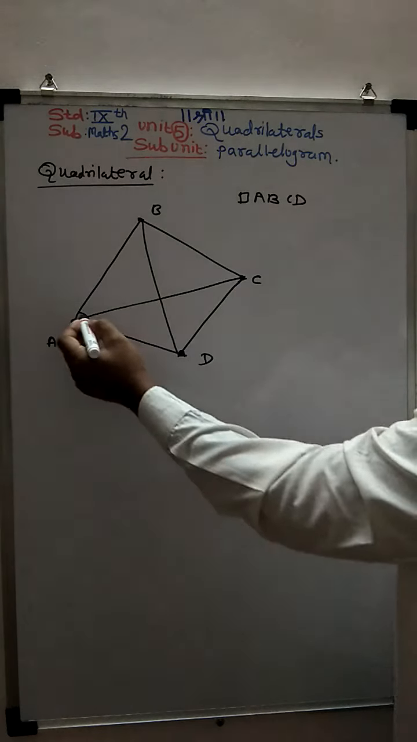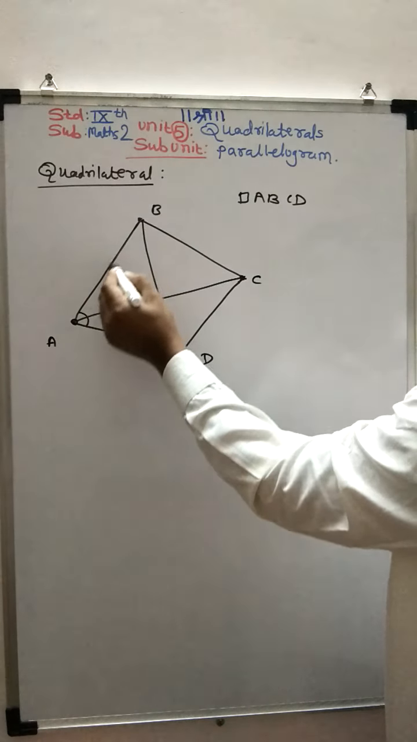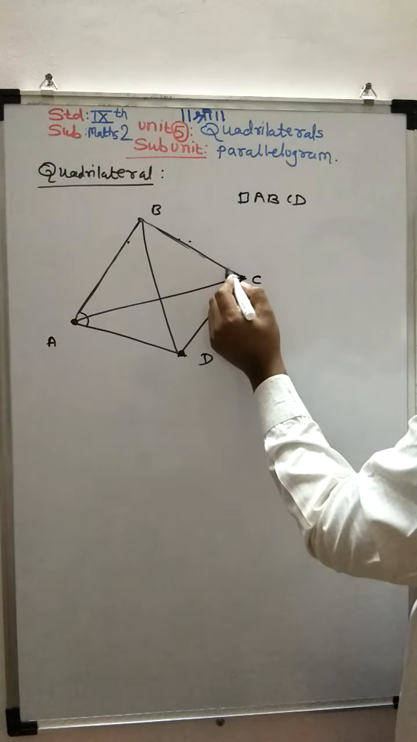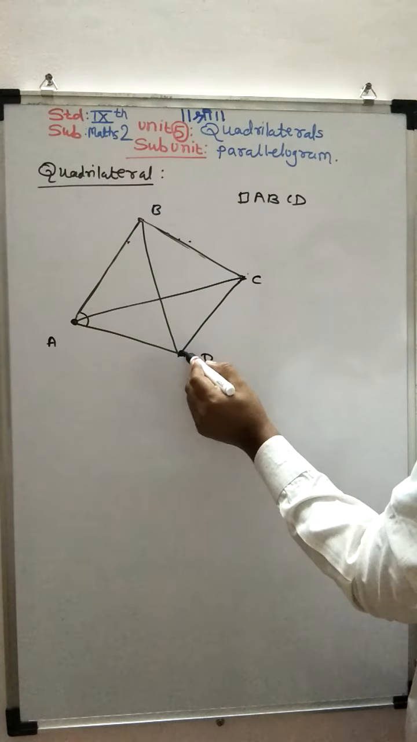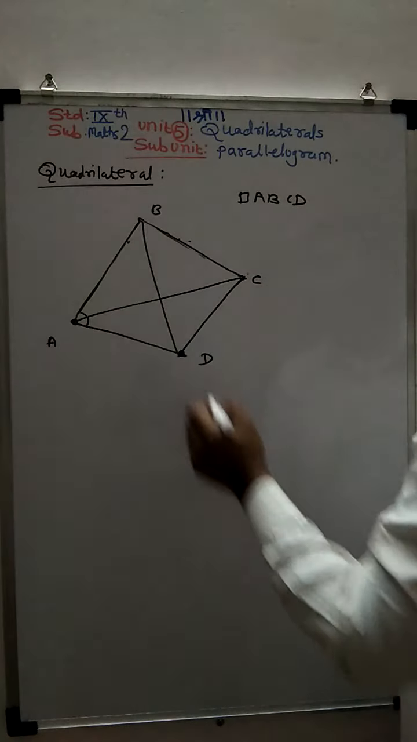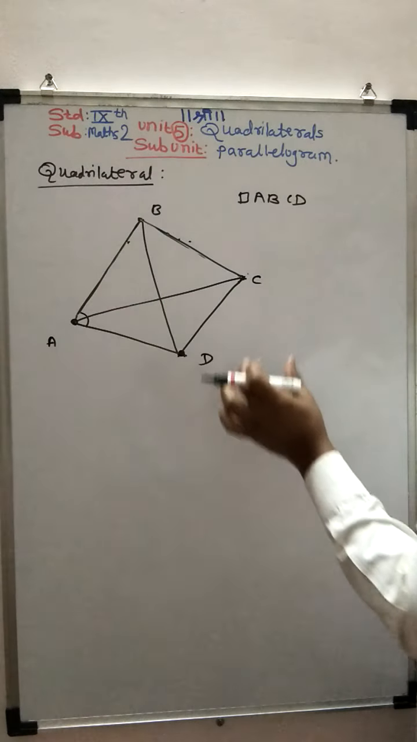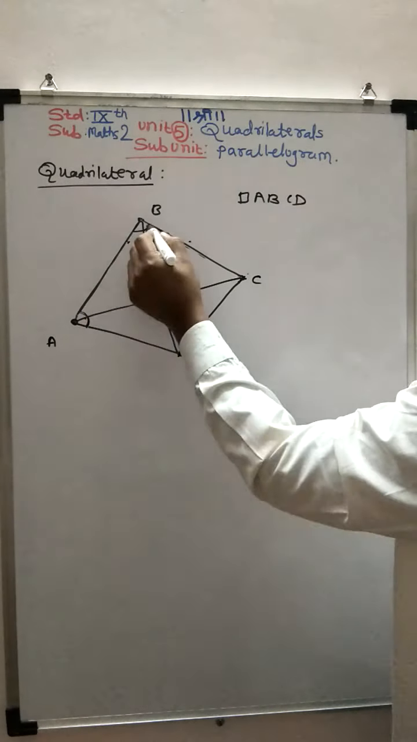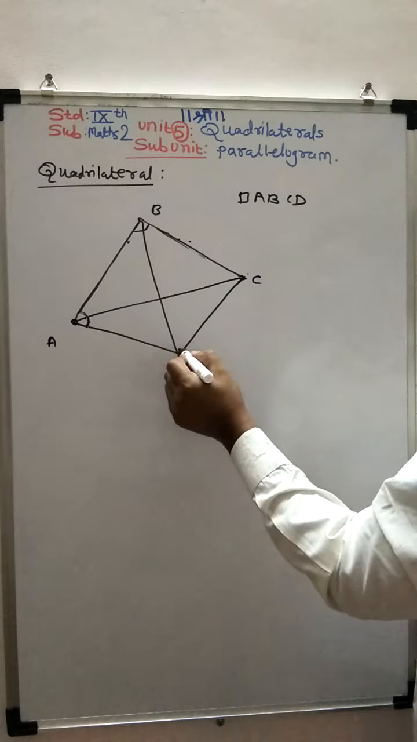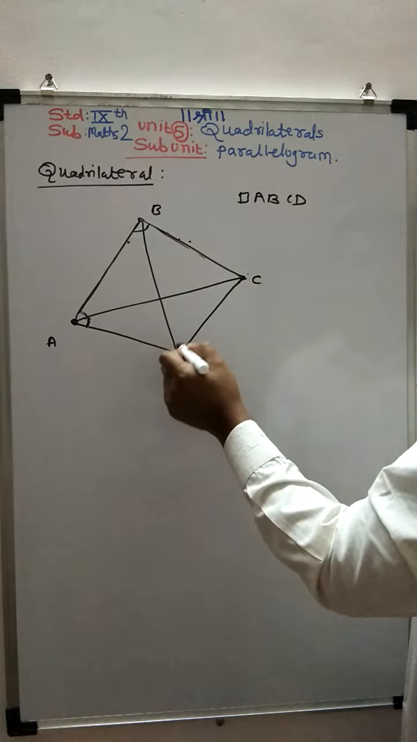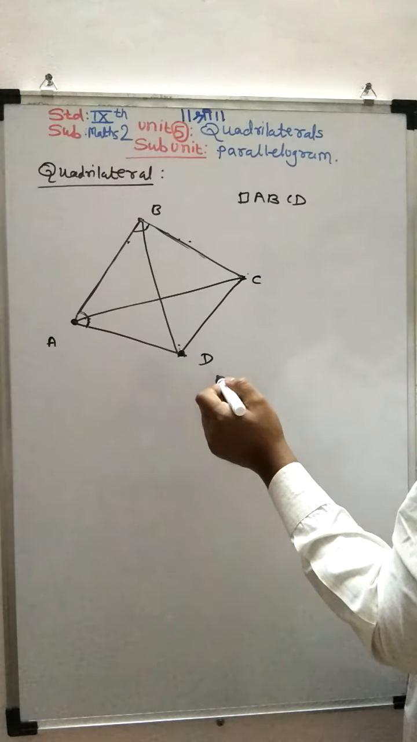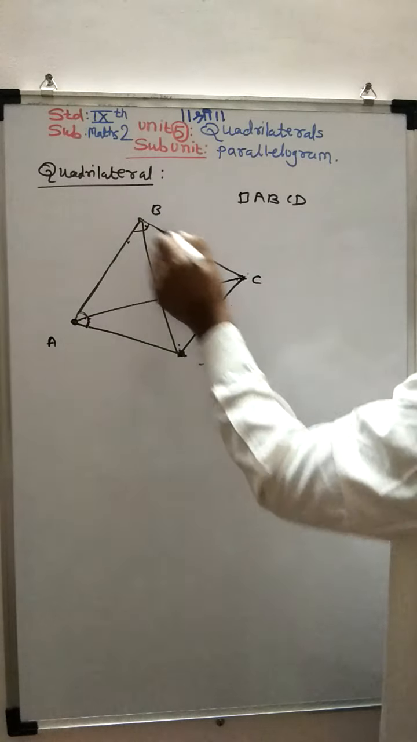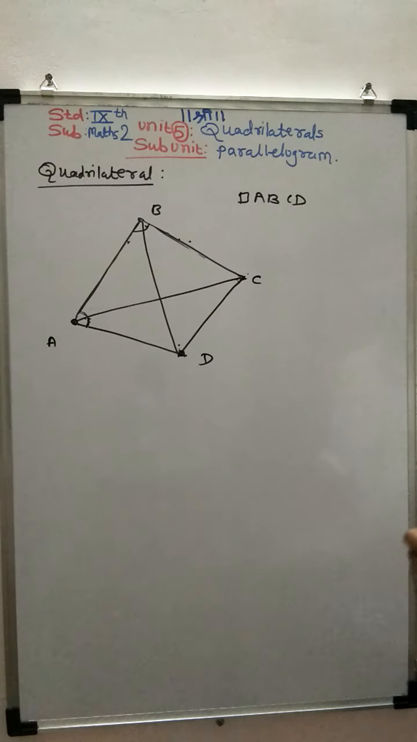In this quadrilateral ABCD, AB and BC is a pair of adjacent sides. Another adjacent pair is BC and CD, then CD and AD, and AD and AB. We get 4 pairs of adjacent sides. Also angle A and angle B are adjacent angles. Angle A and angle D is another pair of adjacent angles. Angle C and angle D, and angle C and angle B are also adjacent angles.